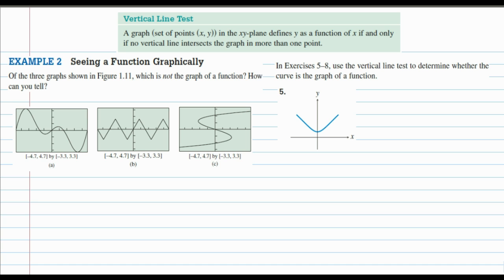If you draw a vertical line on a relation and that vertical line passes through more than one point, that means an x value gives out more than one output. Therefore, it would not be a function.